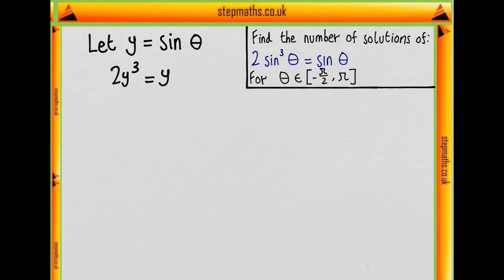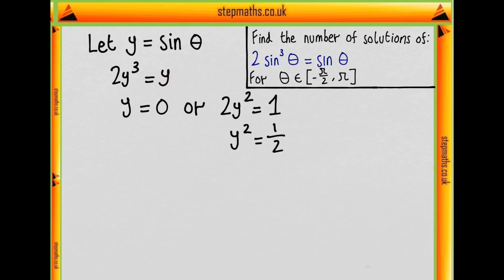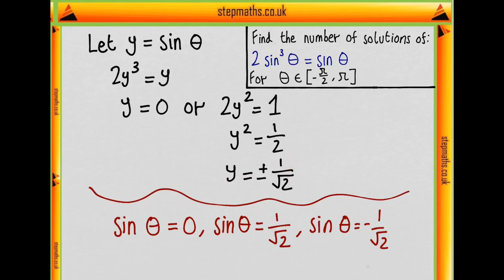So if 2y cubed equals y, we've got the nice easy solution of y equals 0, or we've got the solution of 2y squared is equal to 1 by dividing through by y. And this goes to y squared equals a half, dividing through by 2, and gives the solutions y equals plus or minus 1 over root 2. So this generates all of these, because y equals sine theta, so sine theta equals 0, sine theta equals 1 over root 2, and sine theta equals minus 1 over root 2.